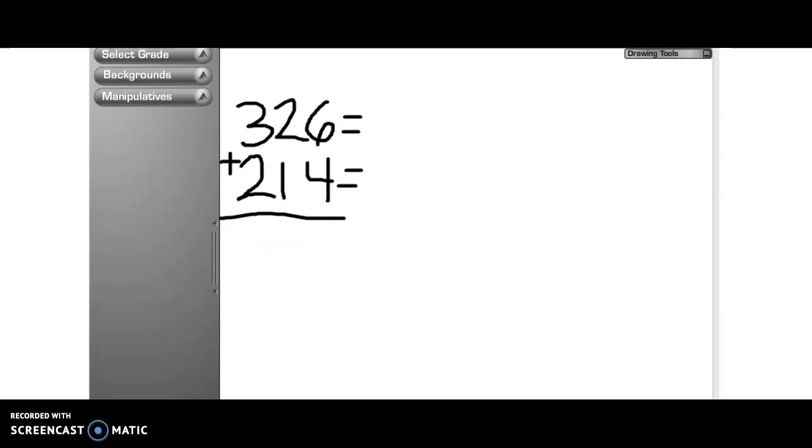Today what we're going to be doing is breaking apart numbers according to place value, like this one, 326 plus 214. So if I were to break this up into expanded form, 326 would turn into 300 plus 20 plus 6.